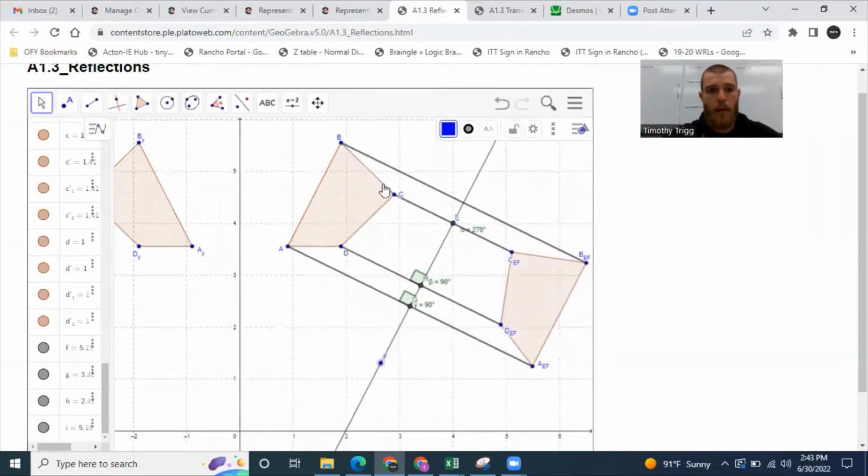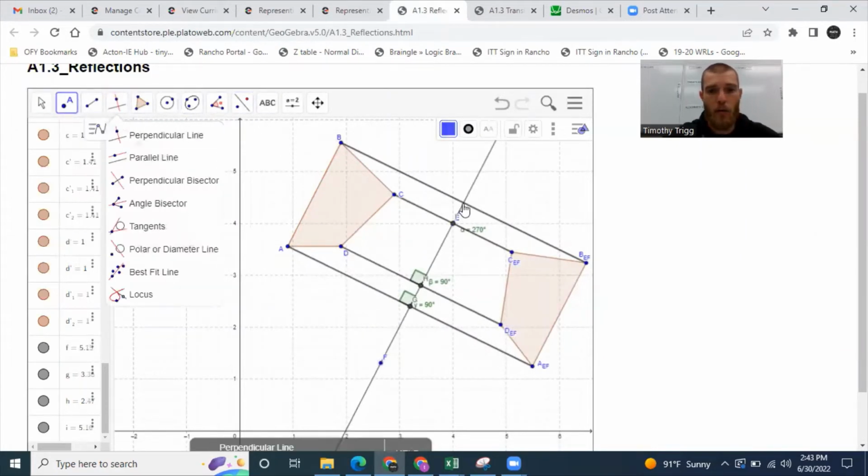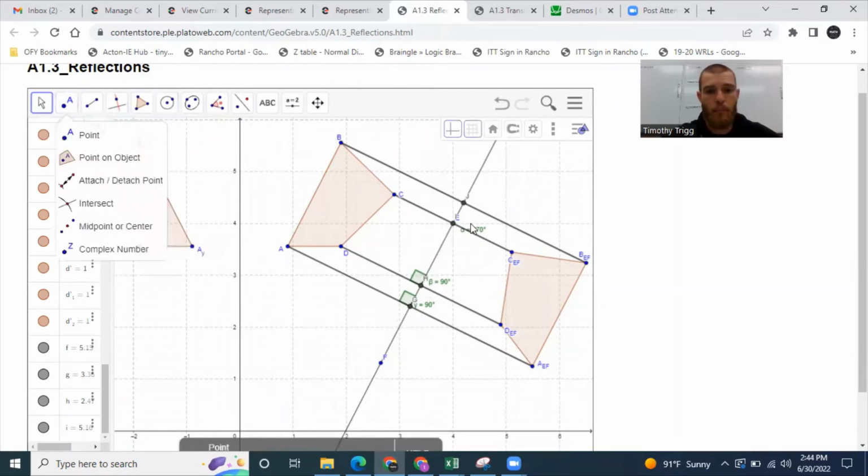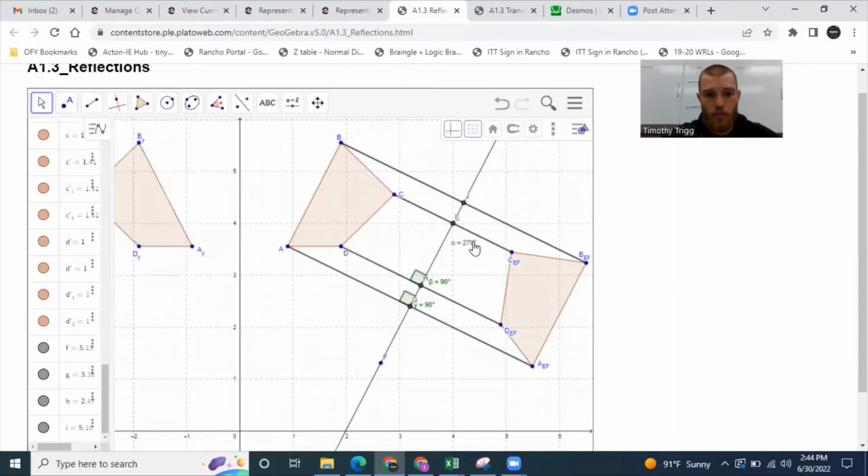Okay. And I'm going to go ahead and also add another point. Let's add another point right here. Okay. And I notice these are all perpendicular. So that's good. That's what we want. Well, this should say 90, but it's kind of weird.